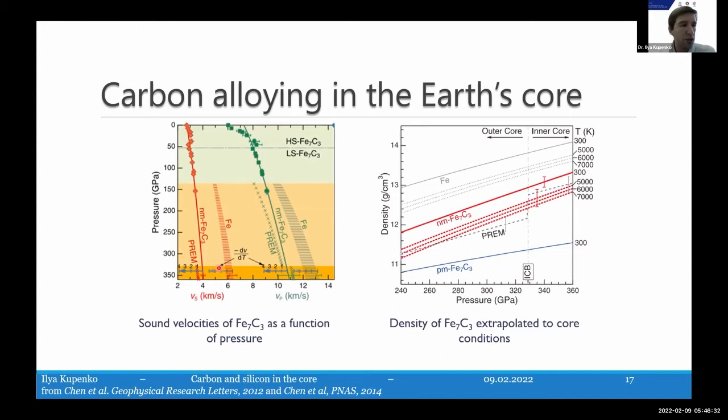Yet I should note that these conclusions were based on the extrapolations of room temperature data measured at relatively low pressure, up to 150 GPa. And in order to test these extrapolations, we investigated the temperature effect on velocities in iron carbide.